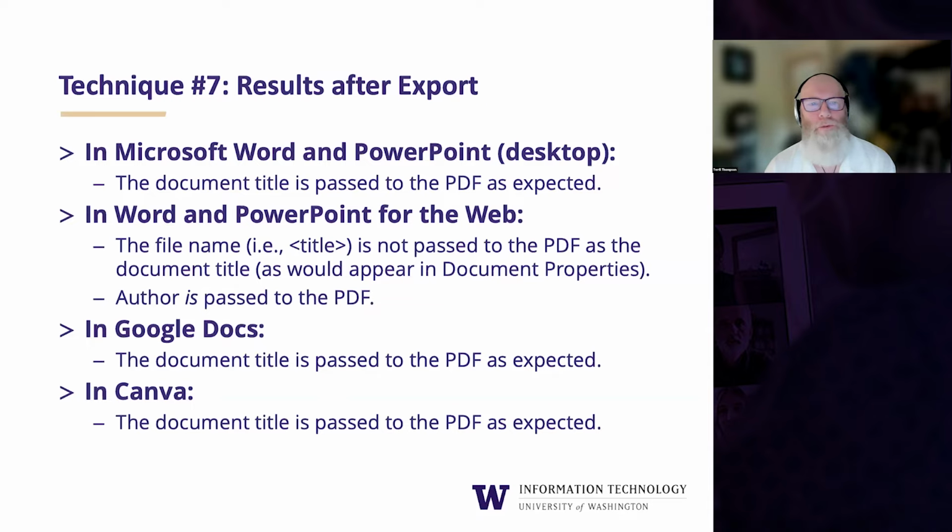Okay, so what happens after export? In Word and PowerPoint for desktop, the document title is passed to the PDF as expected. And so if you then go into the document properties, you'll find the title there. In Word and PowerPoint for the web, the file name is not passed to the PDF as the document title. And so that would need to be added again separately after you've created the PDF. Author is passed to the PDF, but document title is not. Google Docs and Canva both export the document title as expected to the PDF.